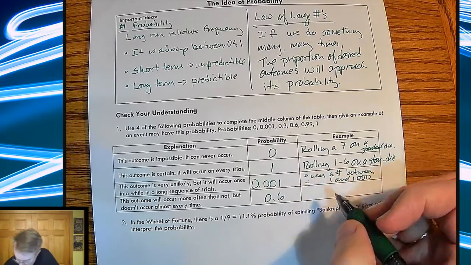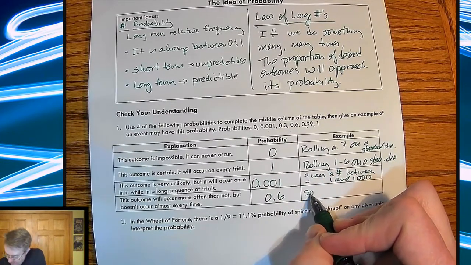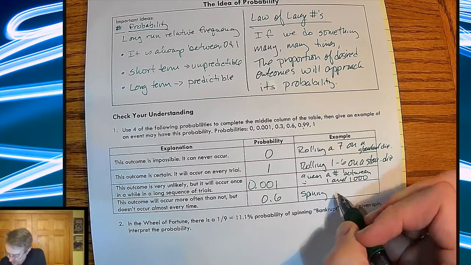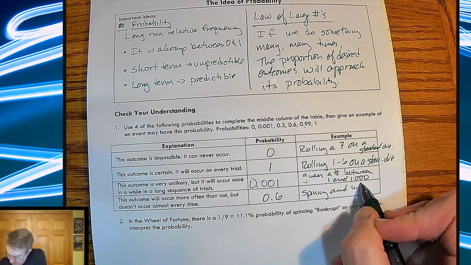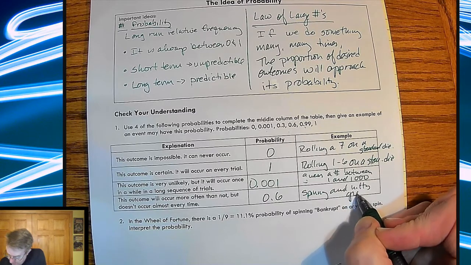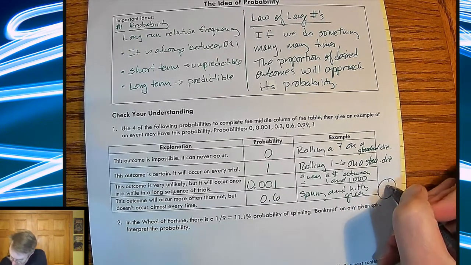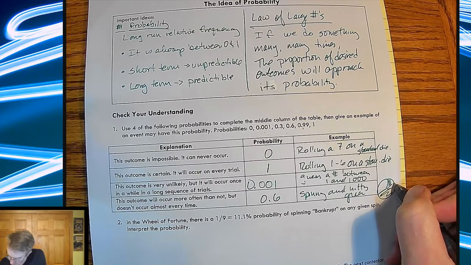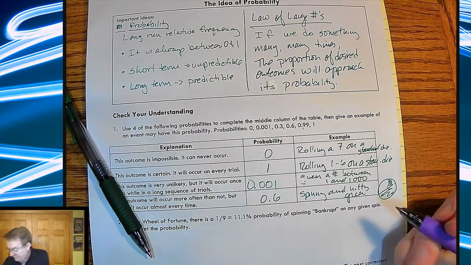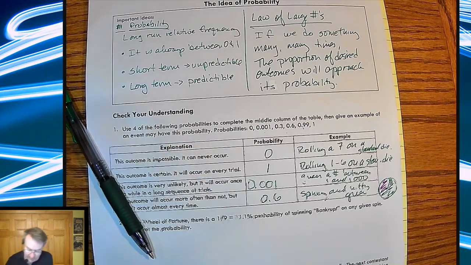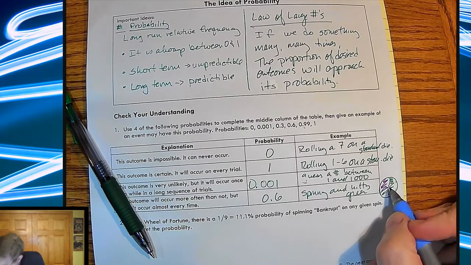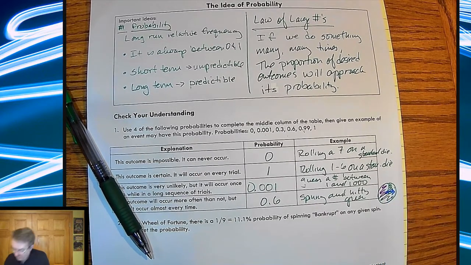Like, for example, spinning and hitting green. So I've got the circle here. Make that roughly 2/3. Make the rest purple. Put a little arrow on it.